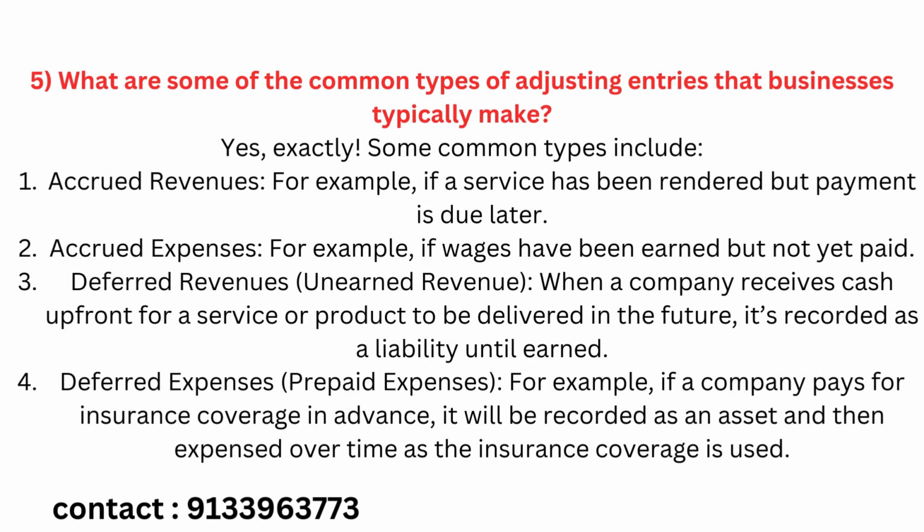3. Deferred revenues, unearned revenue. When a company receives cash up front for a service or product to be delivered in the future, it's recorded as a liability until earned. 4. Deferred expenses, prepaid expenses. For example, if a company pays for insurance coverage in advance, it will be recorded as an asset and then expensed over time as the insurance coverage is used.